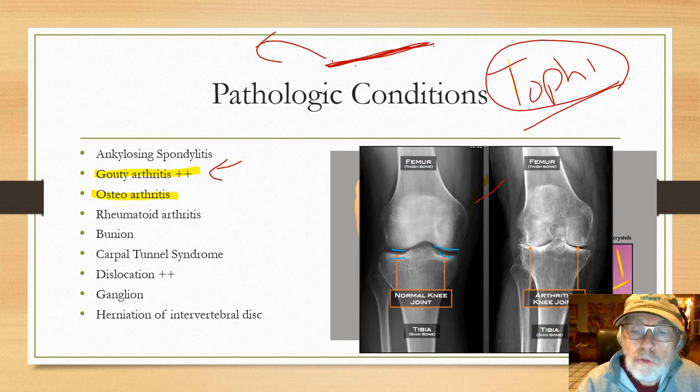Okay. And it's a normal space. What happens over here? The cartilage is gone. The joint space is really closed down and is very narrowed. And again, once cartilage is gone, guess what? It's not coming back. It doesn't regenerate itself.